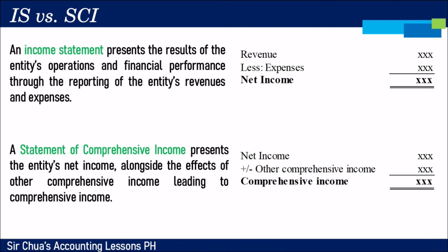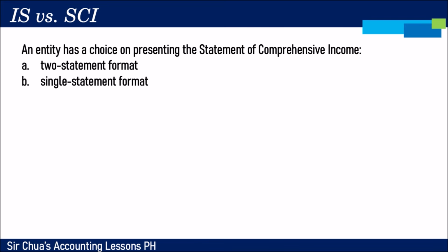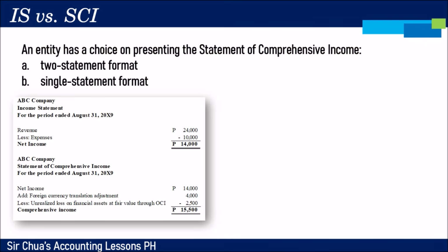Ito ang sagot dyan. Okay, so, an entity has a choice on presenting the statement of comprehensive income. Pwedeng two-statement format, pwedeng single statement format. Ano ibig sabihin ng two-statement at single statement? Pag two-statement format, literal, dalawang statements. Yung isa, income statement muna na magpe-present sa inyo ng revenue at expenses which will lead you to net income. Tapos, yung pangalawang statement, yun na yung mismong statement of comprehensive income. Ang starting point niya yung net income. Tapos, lahat na ng adjustments natin ng other comprehensive income.